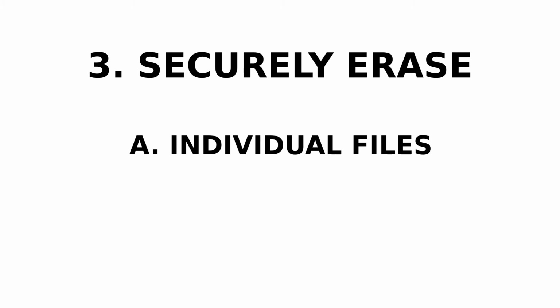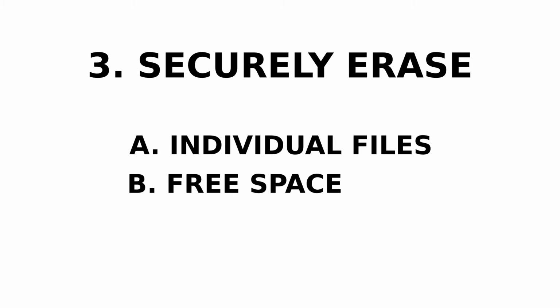There are three basic approaches you can take to this. The first is overwriting only the file or files you want to erase. The second is overwriting all of the free space on your drive. The third is overwriting the entire hard disk, completely wiping it and making any data on it unrecoverable. We will discuss each of these in turn.